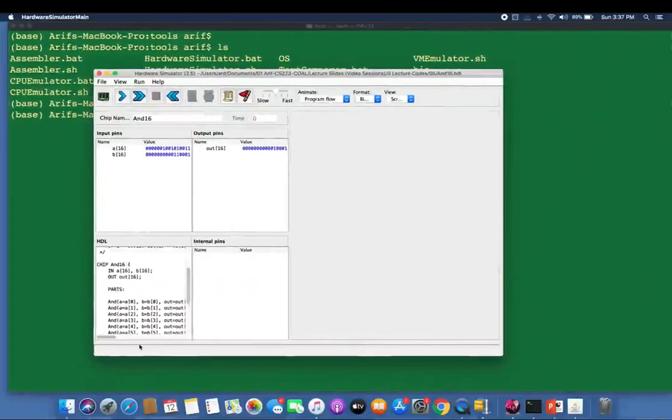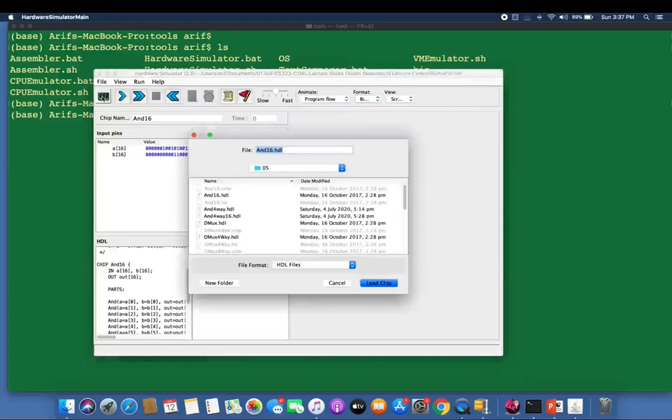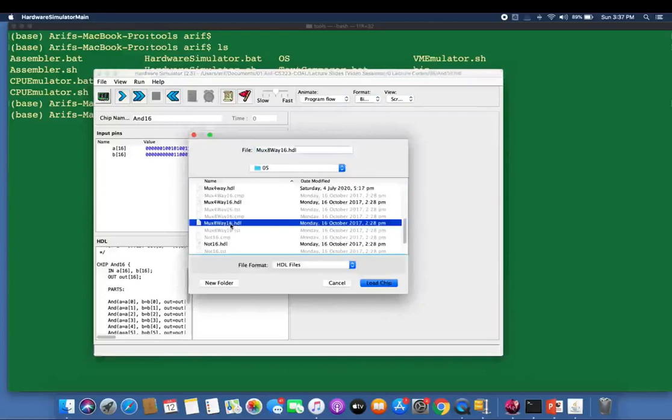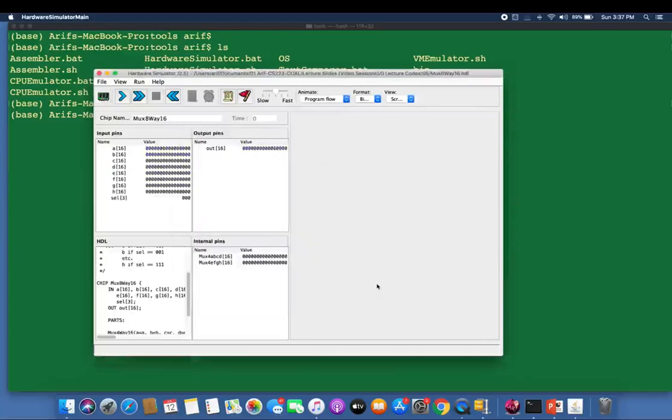Let me move on to the hardware simulator, and let me load this time the MUX 8-way 16. We have the chip of MUX 8-way 16. Yes. So this is the binary view. Let me change the view to decimal. Okay, so now we have these 8 16-bit numbers, and we have the selection lines, 3 bits for the selection lines. We can select any of these 8 numbers based on this selection input and place it over here.